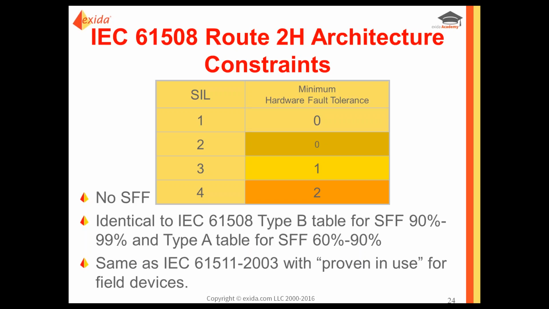This chart is very similar to the IEC 61511 proven in use for field device tables. As you can see, it no longer makes you look at the safe failure fraction. It is identical to the 61508 type B table for safe failure fraction 90 to 99%, and if you see that 90% is once again repeated, or the type A table for a 60 to 90%. So once again, that 90% confidence factor is not something that they just made up. It's something that has always been in practice, even in the previous editions of the standard.